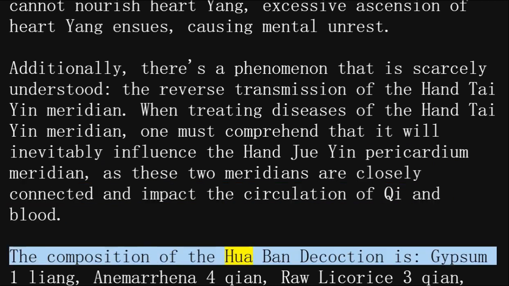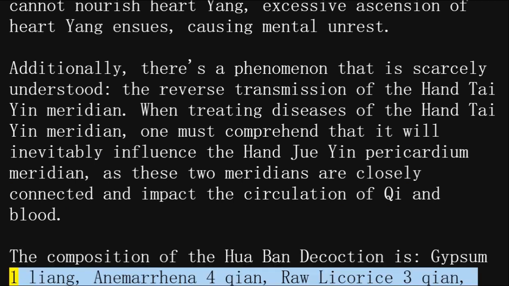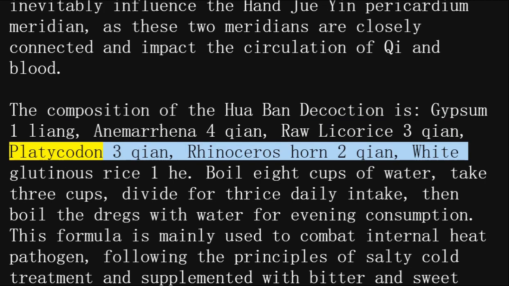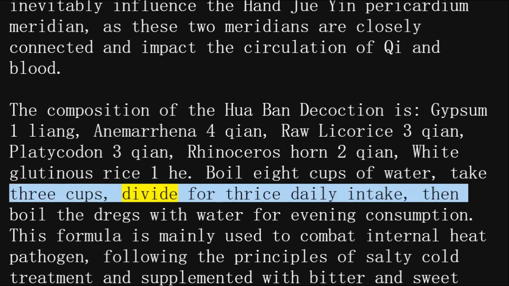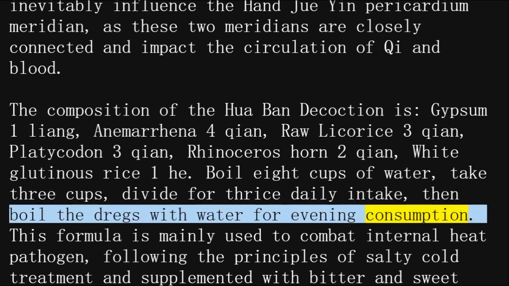The composition of the Hua Ban Decoction is gypsum 1 liang, anamarina 4 qian, raw licorice 3 qian, platycodon 3 qian, rhinoceros horn 2 qian, white glutinous rice 1 he. Boil 8 cups of water, take 3 cups, divide for thrice daily intake, then boil the dregs with water for evening consumption.